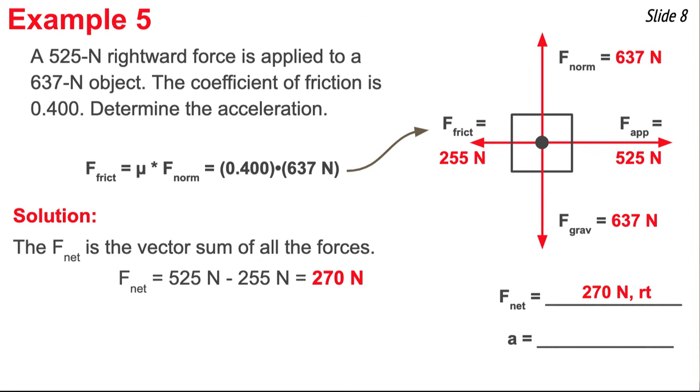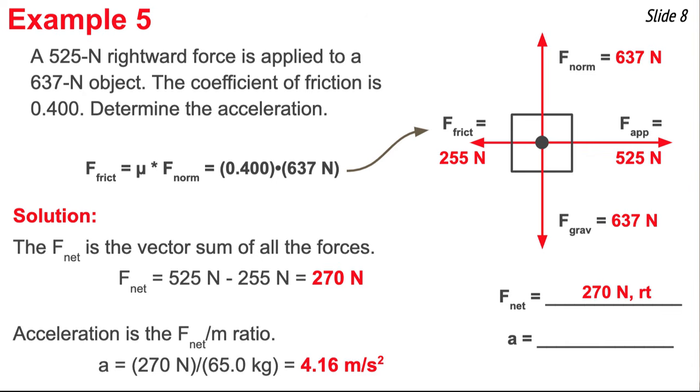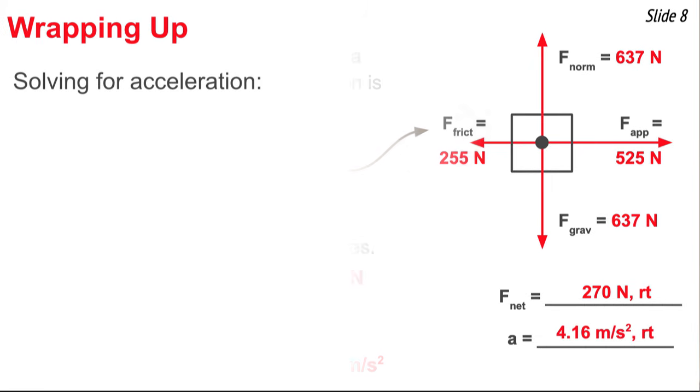Now I can calculate the acceleration by going net force over mass. But the mass isn't given. No big deal. We can take the 637 newtons and divide by 9.8. That gets me a mass of 65.0 kilograms. Now I can go 270 newtons, the net force, divided by 65.0 kilograms, and I get approximately 4.16 meters per second squared, and that's to the right.